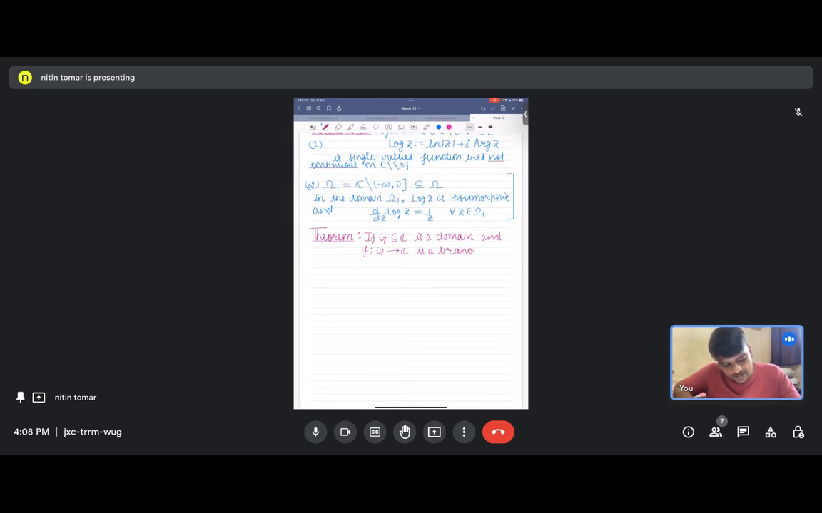What do we mean by that? Can anyone tell? Exponential f z is z, very good, for all z in G. Then any other branch of logarithm with respect to G is of the form f z plus 2k pi iota for some k in integer.